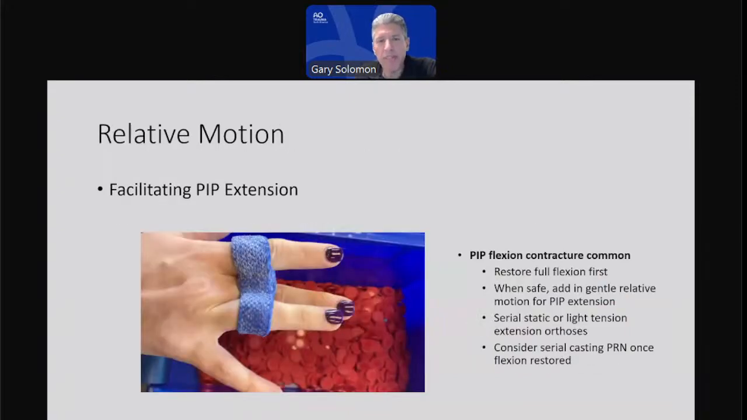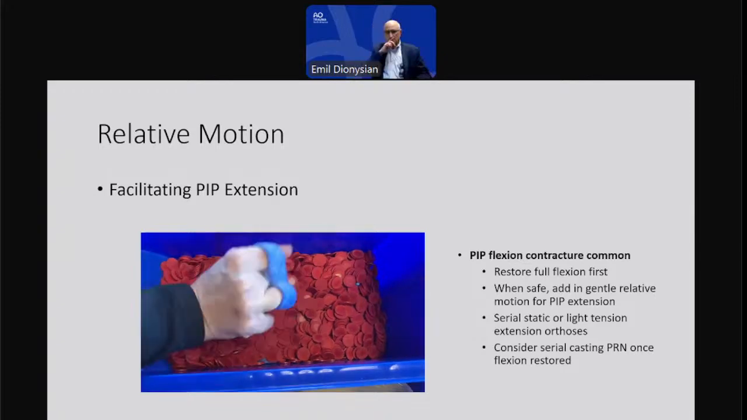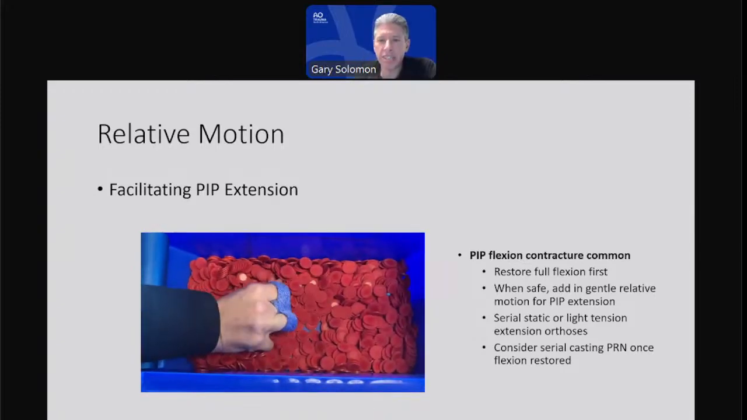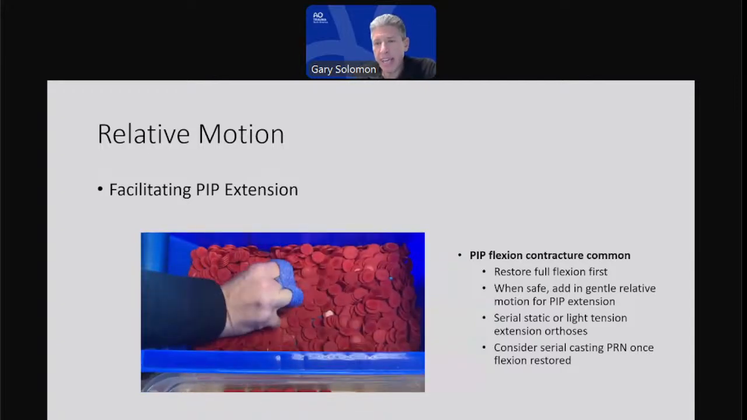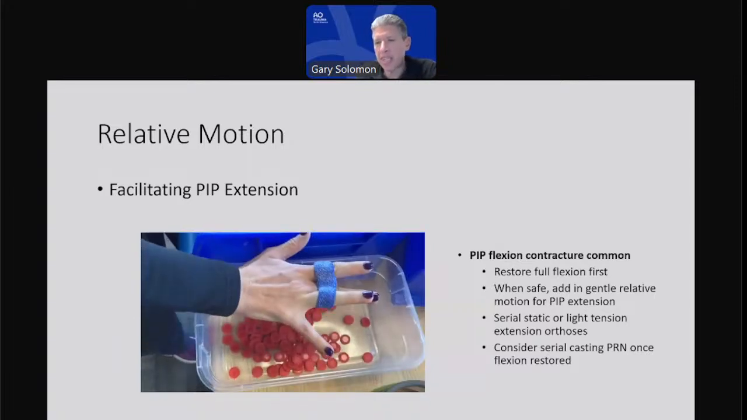Also, once we're clear for full extension, I'll use a relative motion for extension. Again, in this case, you're putting the MP in relative flexion to the other digits. A lot of times I'll use an extension orthosis at night and then progress to something with light tension, and then consider serial casting as needed once full flexion is restored.